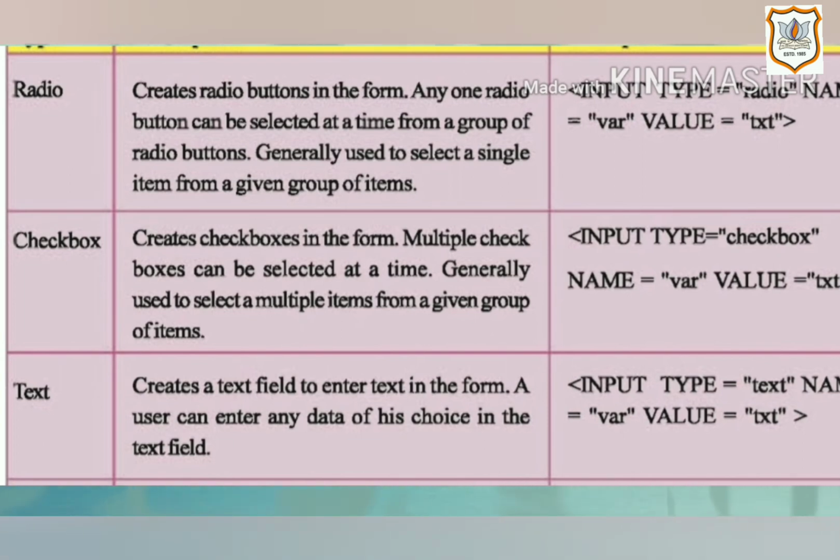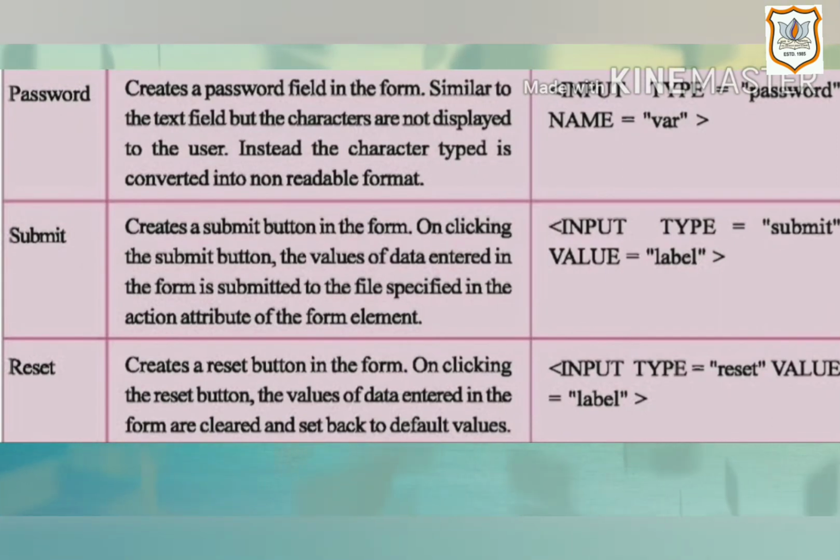Third one is text. The text box input is used to capture text such as a name, email, address or any other type of text. Example, input type equal to text, name equal to variable, value equal to text. Fourth one is password. The password input is essentially the same thing as the text box input. However, it does not show the text as a user types. Example, input type equal to password, name equal to variable.